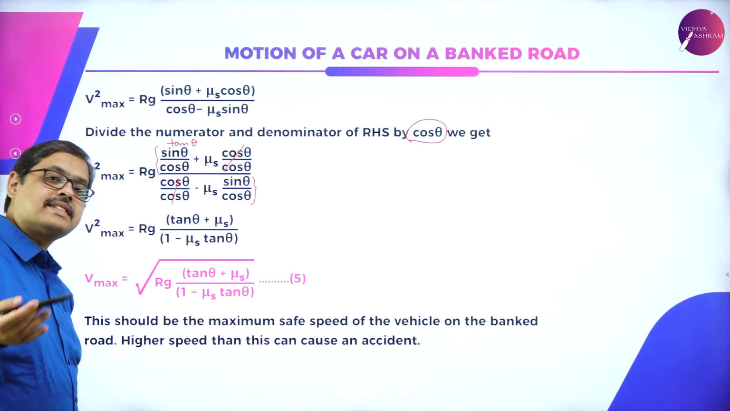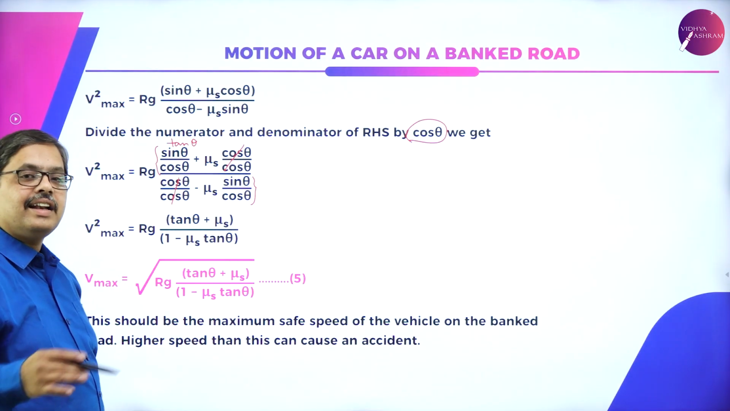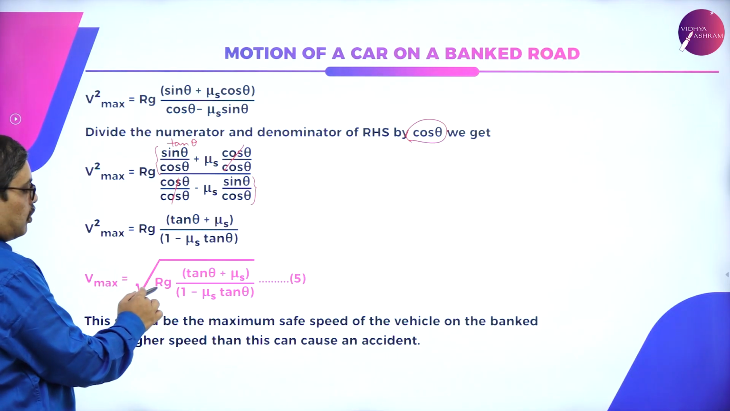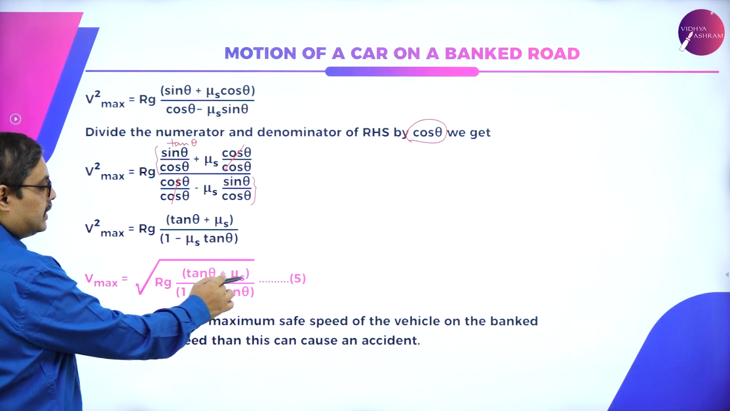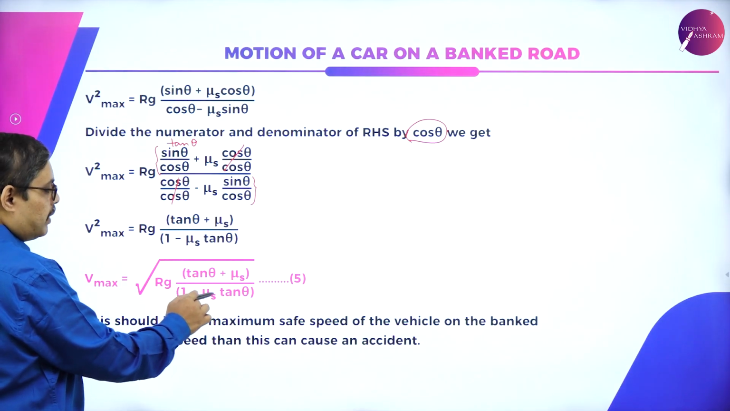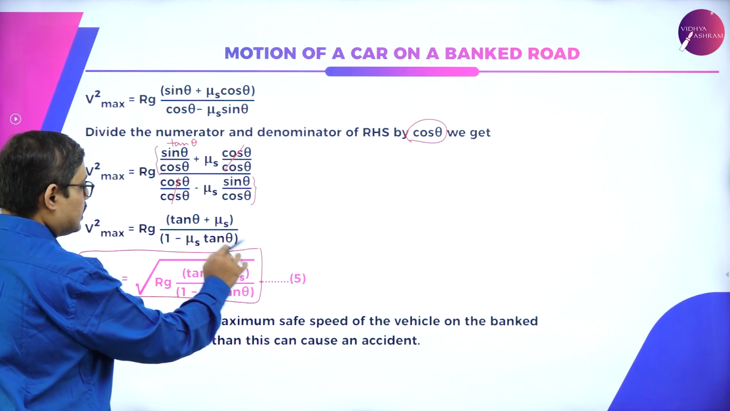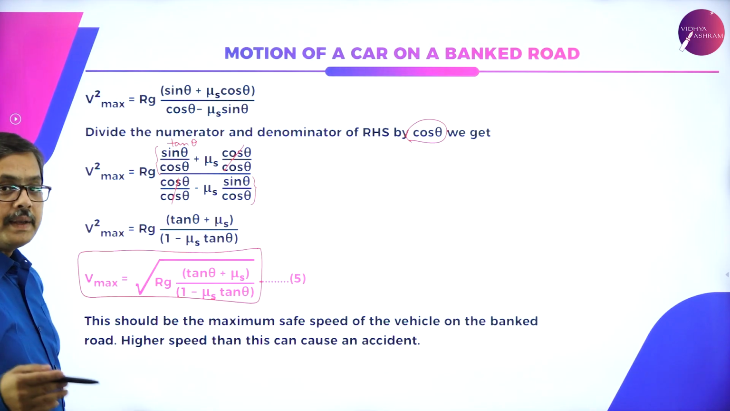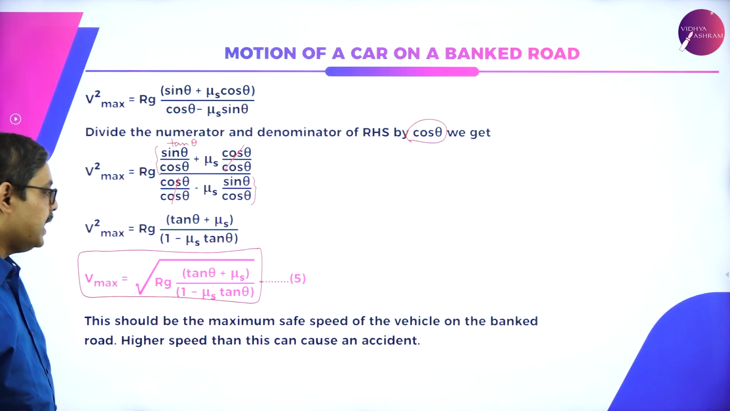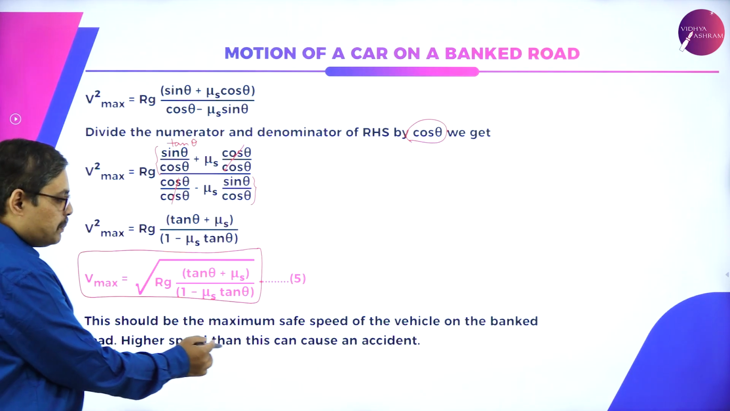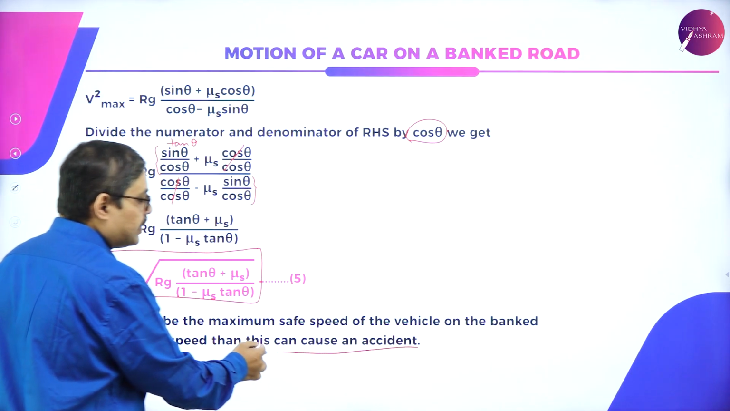So, what is the maximum velocity with which the car can take a circular turn? V max is given by the square root of rg into tan theta plus mu s by 1 minus mu s tan theta. That is the equation that is required. This should be the maximum safe speed of the vehicle on the banked road. A higher speed than this can cause an accident.